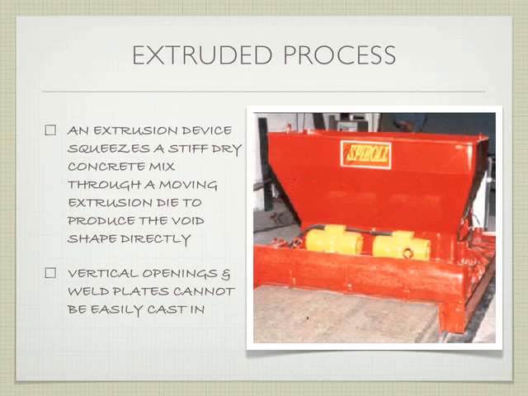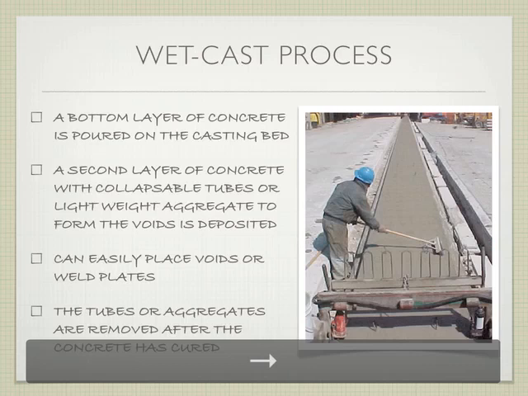Vertical openings and weld plates cannot easily be cast into this, because the machine has to push the concrete into its form, and then it keeps backing up and keeps pushing more in. But it's hard to say, well, wait a minute, I want a little opening here, or I want a little steel weld plate here. It's just one process, start to finish. So there's not going to be a lot of openings. There's not going to be a lot of special modifications that are going to be done.